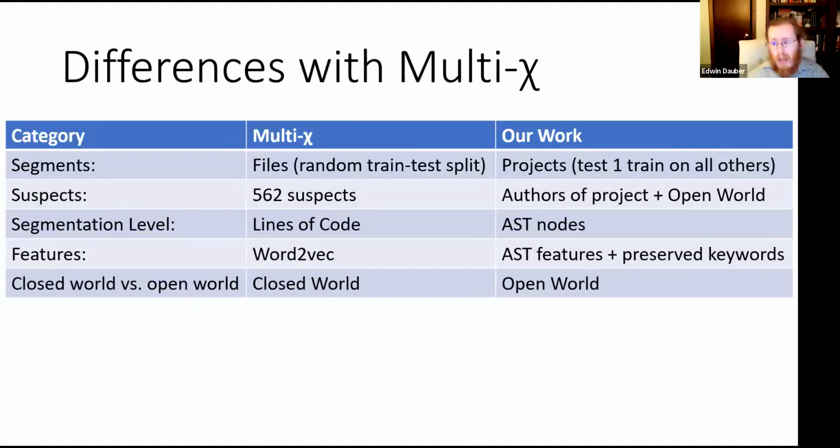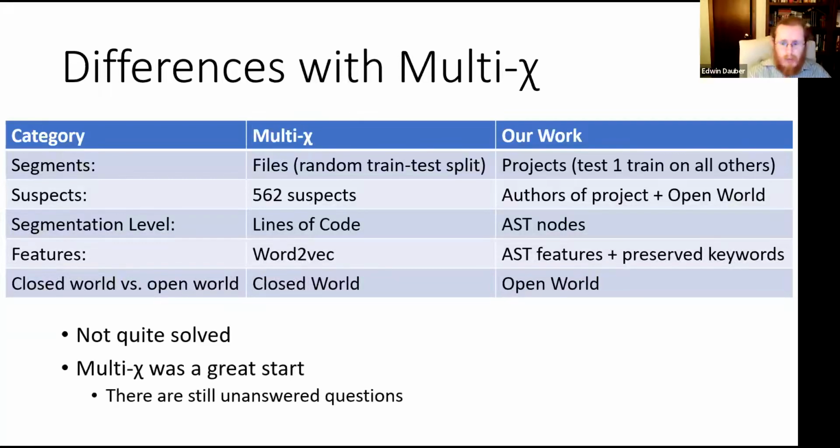So in this work, we took on the burden of more difficult to build training sets and more authors we could not build training sets for, in order to give us the situation in which we are certain that all related files within a project are in either the test or the training. Because at any given time, we test on one project and train on all the other projects. So the fact that we were able to come up with a table with this many differences should be enough to tell us this is not quite a solved problem, although multi-chi was a great start. There's just some unanswered questions left.